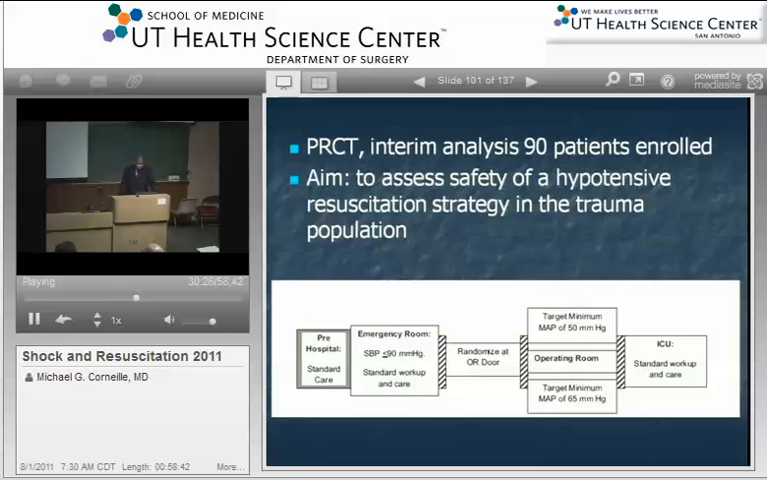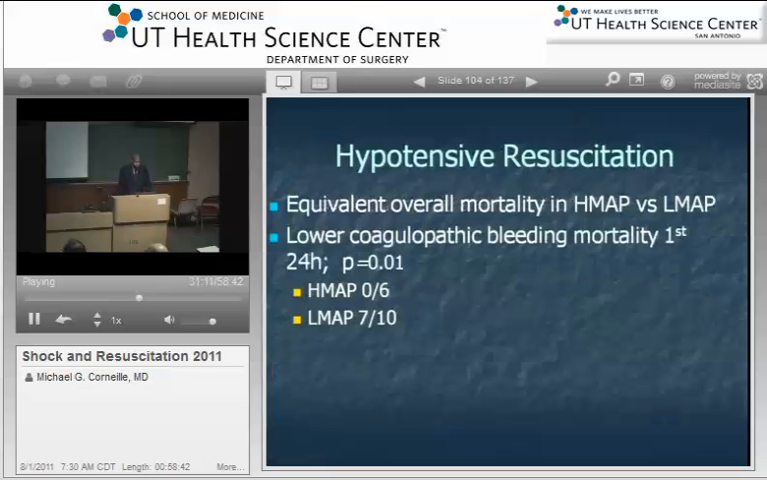And so this is their randomization algorithm. At the OR, essentially, patients are randomized to either receive an intraoperative resuscitation target of a MAP of 50 compared to a MAP of 65. And so that first study that I showed you focused on the pre-hospital and emergency department, and their hypothesis in this study is that if that worked well, then perhaps an intraoperative strategy of hypotensive resuscitation would work as well. Their results showed that they had an equivalent mortality in those two groups, the HMAP being the high mean arterial pressure versus low mean arterial pressure.